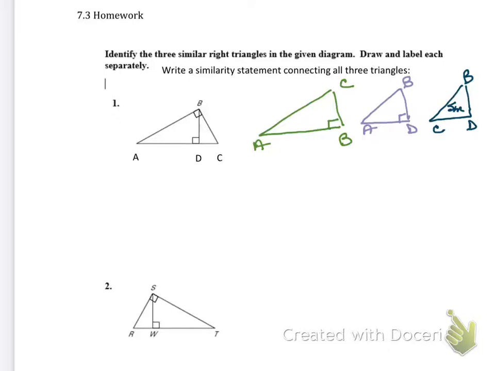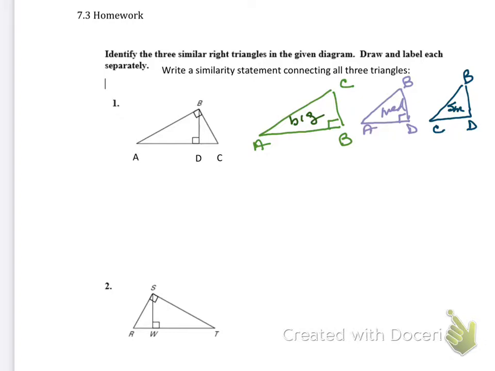Okay, so I'm going to continue labeling things here. So this will be the medium size right here, and then this is going to be the big guy. Okay, so he's the big triangle. I want to get my similarity statements going, but before I do that, what I'm going to do is label angles that are similar between the big and the medium and between the big and the small. Okay, so that's my main thing.